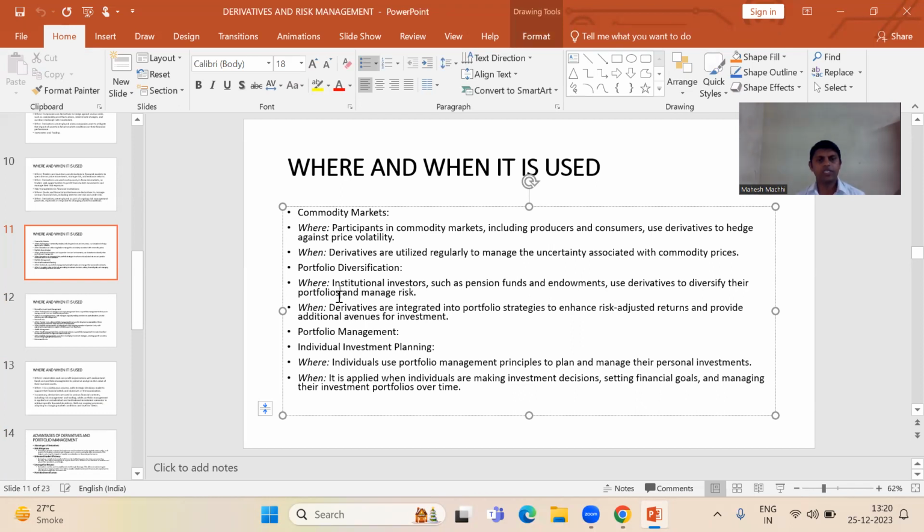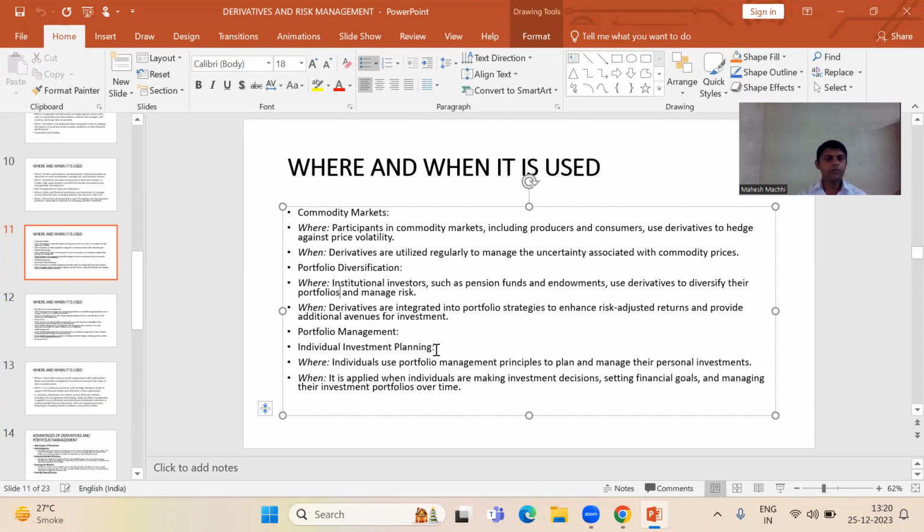Portfolio diversification, where institutional investors such as pension funds and endowments use derivatives to diversify their portfolios and manage risk. Derivatives are integrated into portfolio strategies to enhance risk-adjusted returns and provide additional avenues for investment.